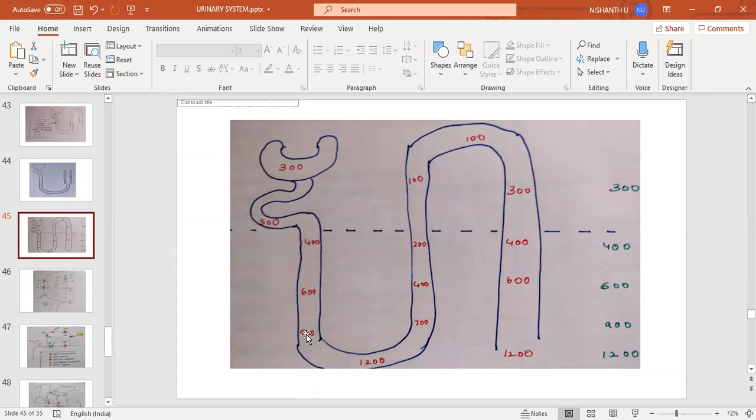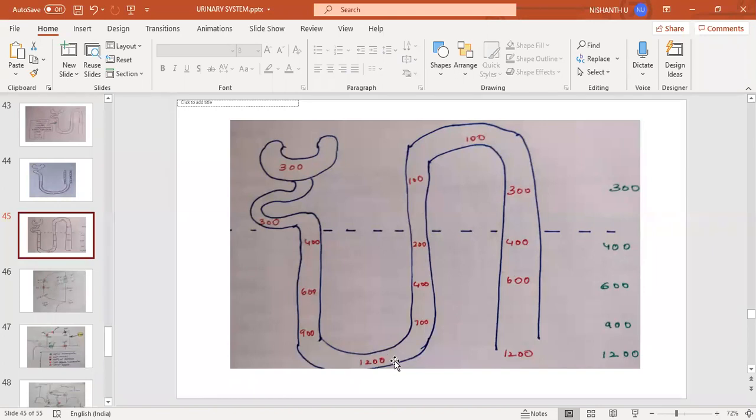That is the descending loop of Henle. Constantly water is moving out, so the concentration of the solute increases. Thereby it becomes 400 milliosmol per liter as it goes down. As it comes down, more water is getting reabsorbed, so the solute concentration increases like anything. Once it reaches the hairpin, this particular area, it becomes 1200 milliosmol per liter.